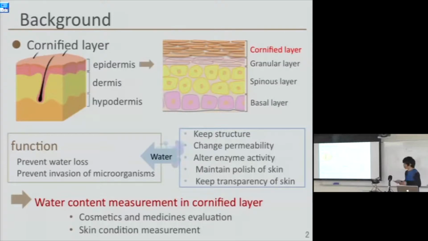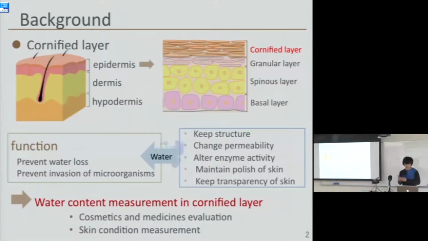body. And the water in the cornified layer also has important functions. It keeps the structure of the cornified layer, it changes the permeability of skin, it alters enzyme activity in the cornified layer, it maintains the polish of skin, and it keeps the transparency of skin.